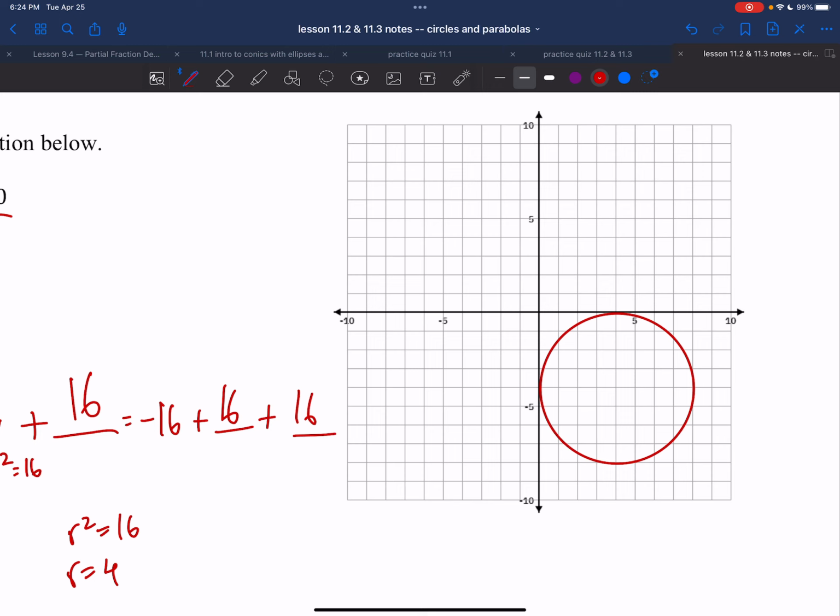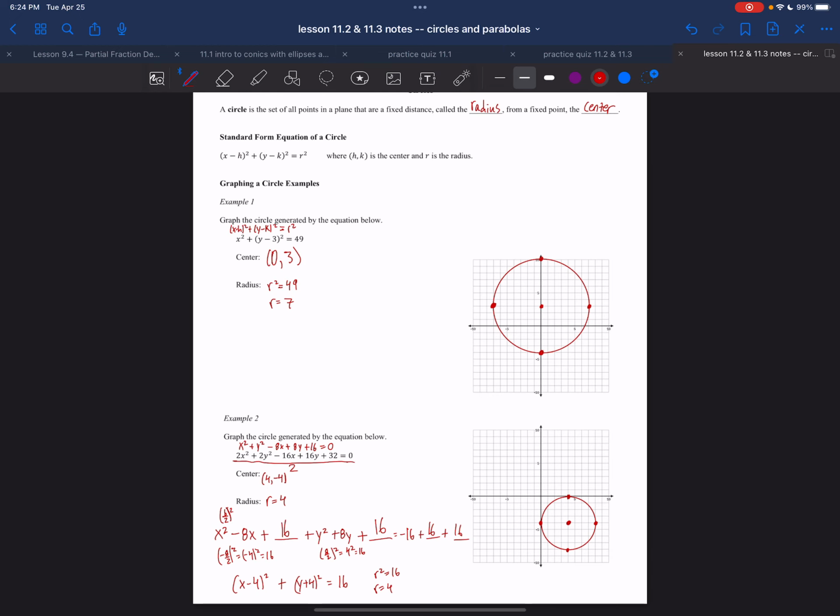So my center, as you can see, is at 4, comma, negative 4. So that's right here. So then 4 up is up here. 4 left is down here. 4 down is here. And 4 right is here. And that's my center, right? That's my circle. Yippee!